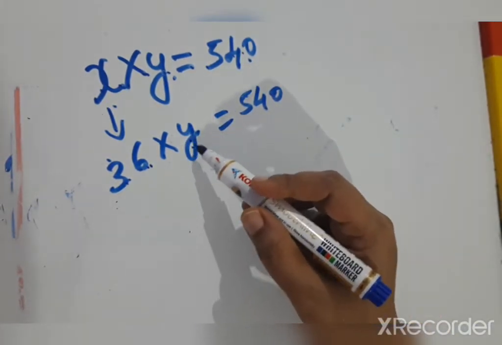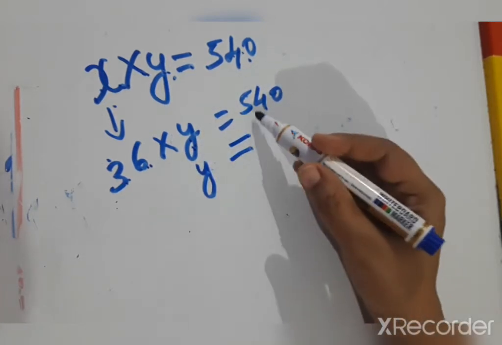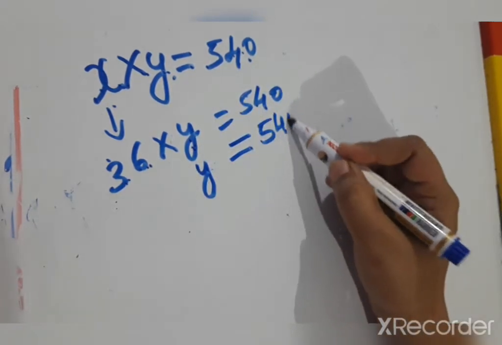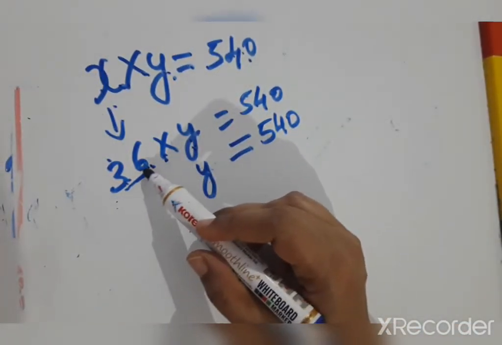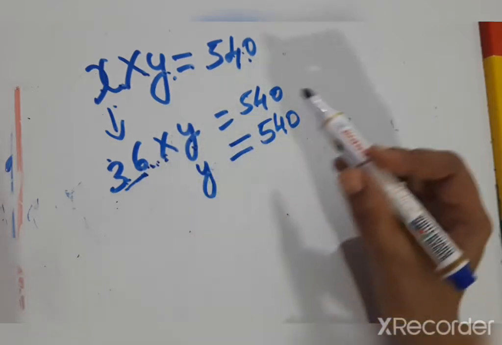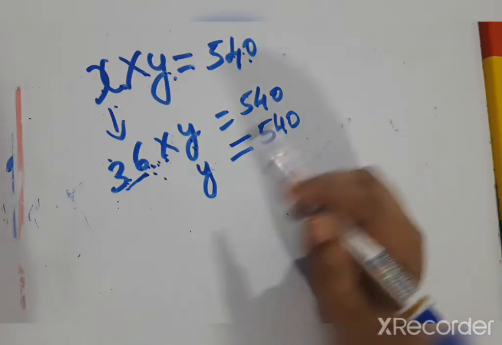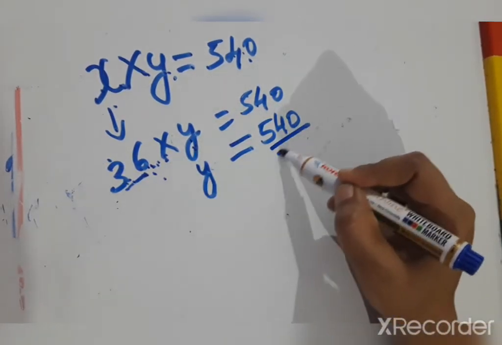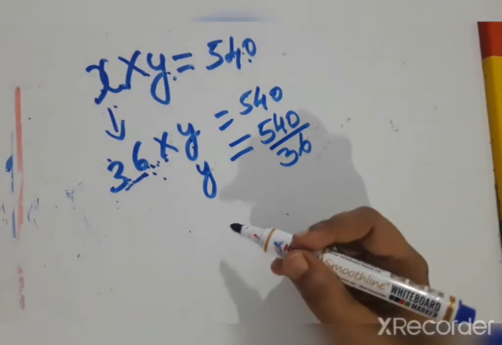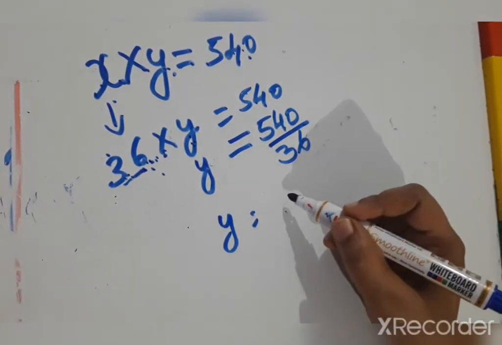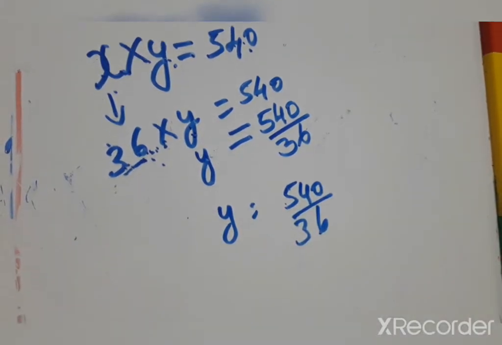So here we have to find the value of y. Y equal, after equal, which number is there? 540. And into 36 here it becomes division, a divisor, because the place is changing, it was on the left side and now on the right side. We are shifting the place. So 36 will become the divisor here. Now y equal 540 by 36, we have to simplify.